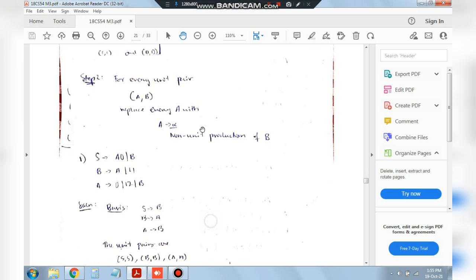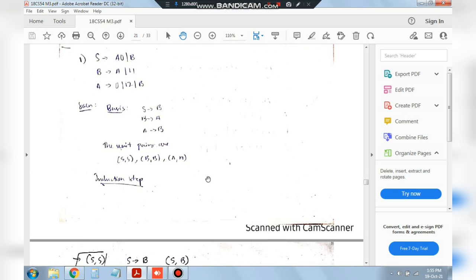Okay, let's understand an example. What is the unit production? Unit production means which all letters are going to a single letter. S is going to B, which is a single letter. B is going to A, that's also a single letter. A is going to B, which is a single letter.